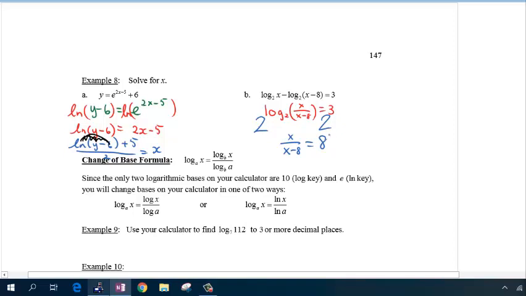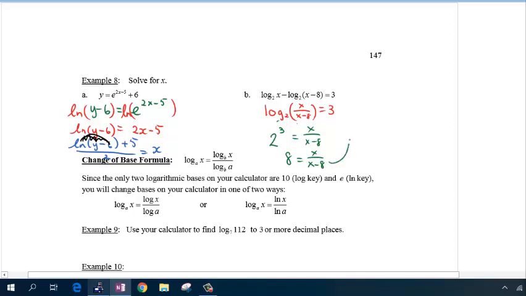Nice. Now, if you didn't like that, I'm going to erase that right now. You don't have to if you don't want to. But if you didn't like that, the other way you could have done this is, hey, this is logarithmic form. Can you change this into exponential form? Well, exponential form says the base is 2, the exponent is 3, and the result is x over x minus 8. Well, 2 to the power 3 is equal to 8, so 8 equals x over x minus 8. That's the exact same thing that we wrote down previously. So both ways work.